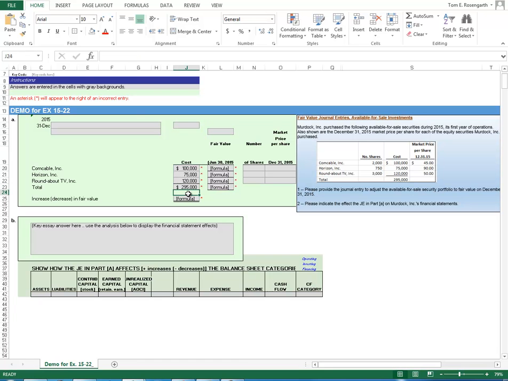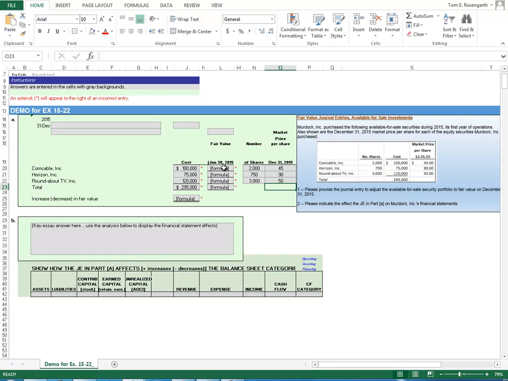So now we know the total cost of the portfolio is $295,000, and that agrees with what we have in the problem statement. Now, let's find the fair value. To find the fair value, we want to take the market price per share times the number of shares. So let's enter the number of shares for Cable, 2,000, the number of shares for Horizon, 750, and the number of shares for Roundabout TV, 3,000. And let's enter the market price per share for each of them. $45 for Cable, $90 for Horizon, and $50 for Roundabout TV.